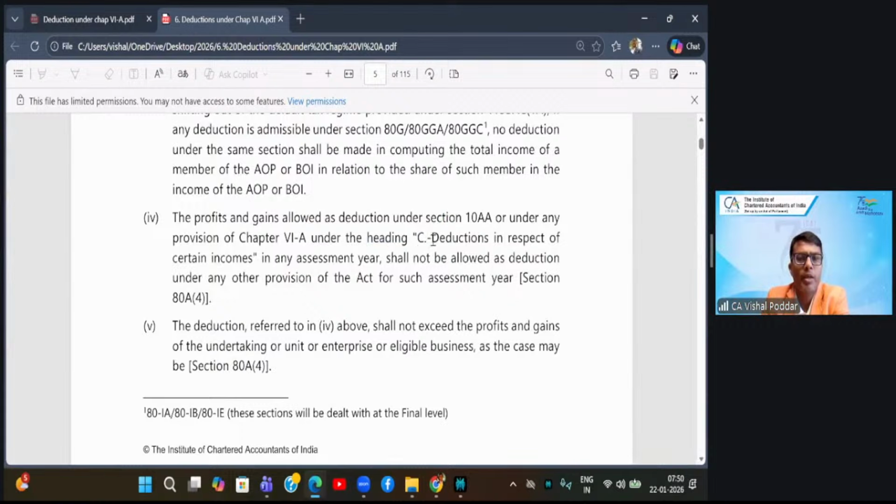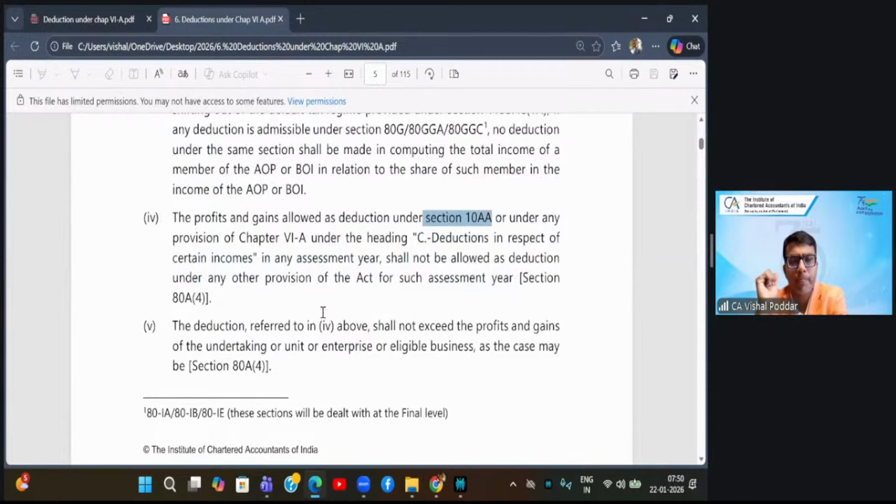If you have claimed deductions which are falling in part C, heading C, which means, as the name is given, deduction for certain incomes, if it is allowed in any assessment year, then deduction shall not be allowed under any other provisions of the Act for such assessment year. Now, what it means, try to compare it with section 10AA. That is why here 10AA is given.